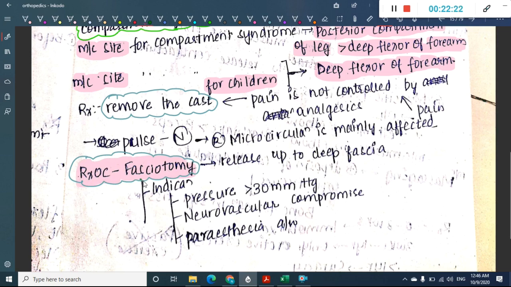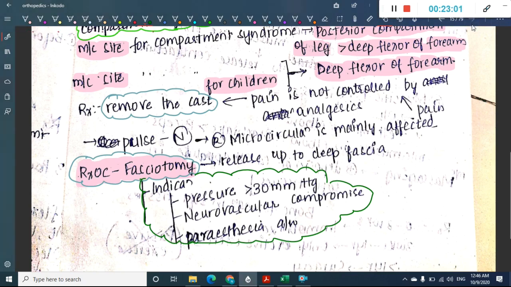Now, what are the indications of this fasciotomy? When the pressure is more than 30 millimeters of Hg, then you can do fasciotomy. If there is neurovascular compromise, then fasciotomy should be done. If it is associated with paresthesias, you should do fasciotomy. Why for paresthesias? Because paresthesias indicate that there is some nerve compression which might lead to complete nerve damage. We don't want to lose the nerve or any vascular structures, and as a result, whenever there is paresthesias or neurovascular compromise, we do fasciotomy.